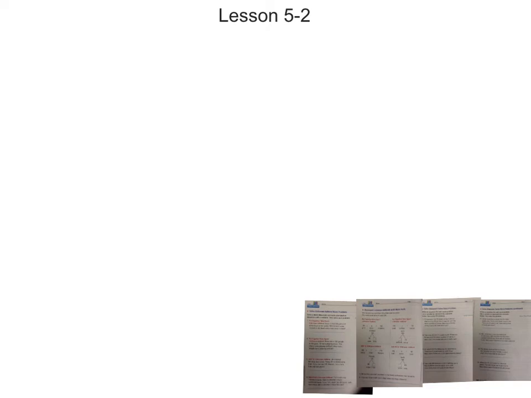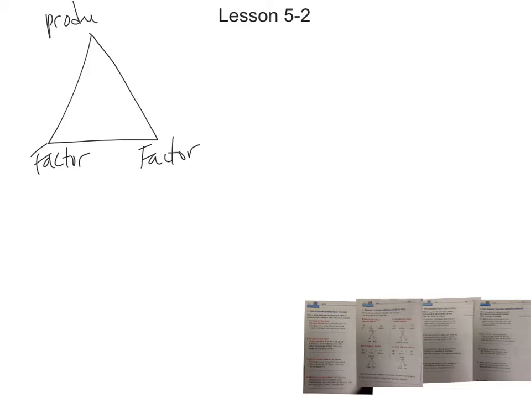Alright, boys and girls, today's lesson is lesson 5-2. It's word problems with unknown add-ins or unknown factors. And when we talk about factors, hopefully you understand that if we do our math mountain, or I call it a triangle, down here we have a factor and a factor, and it equals a product. Hopefully you know what we're talking about. We're talking about multiplication. It was supposed to be a multiplication sign.